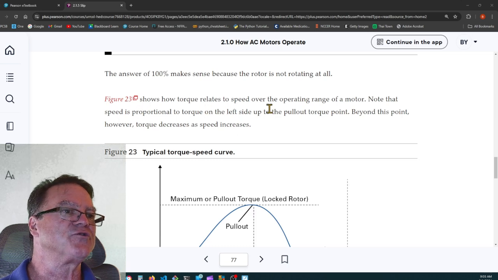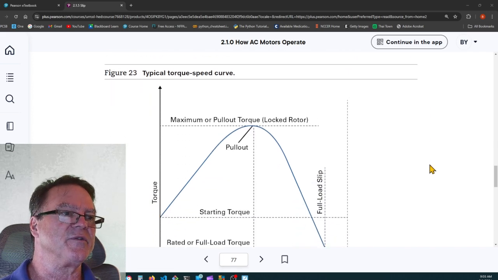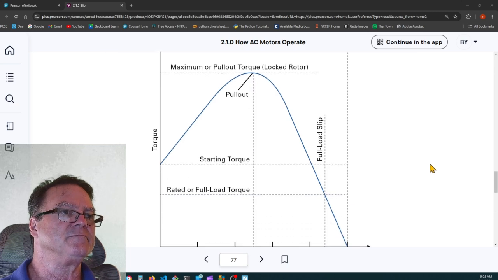Figure 23 shows how torque relates to speed over the operating range of a motor. Note that speed is proportional to the torque on the left side up to the pull-out torque point. Beyond this point, however, the torque decreases as speed increases.